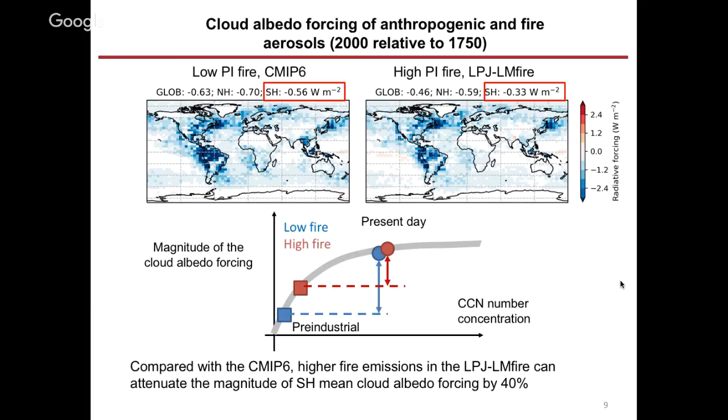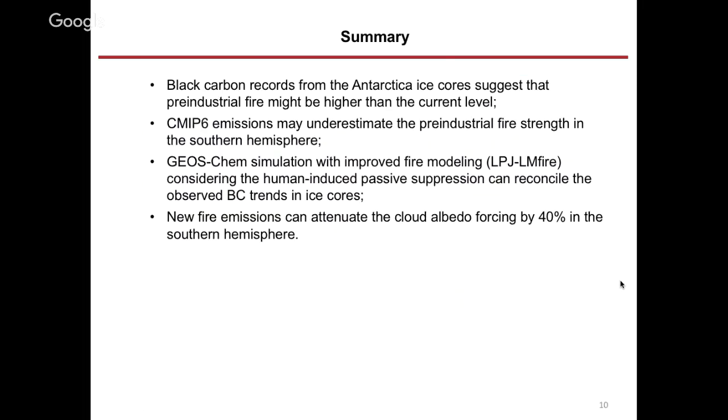And then we're also interested in the cloud and the aerosol forcing. So basically, we're changing the baseline of the aerosol forcing assessment. And the cloud albedo forcing is very sensitive to the pre-industrial aerosol. If we look at the number, the average cloud albedo forcing using the CMIP6 biomass burning inventory in the southern hemisphere is about 0.56 watt per square meter. And if we use the LPJ, the value is attenuated by about 40%. And here I just leave my summary and I'm happy to take some questions.